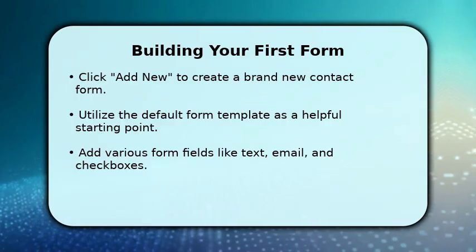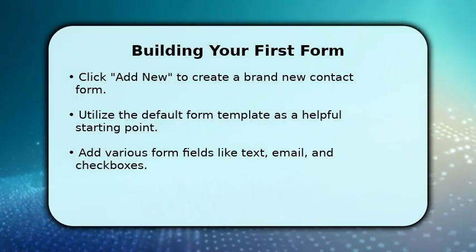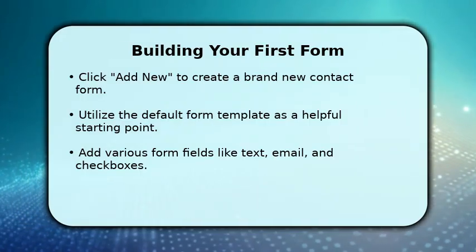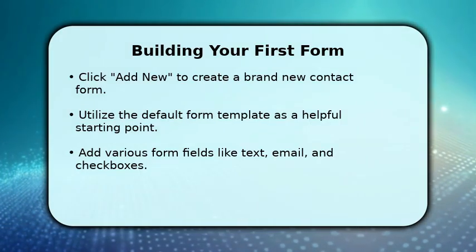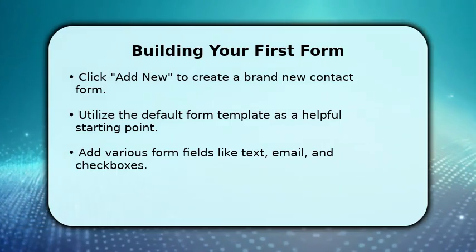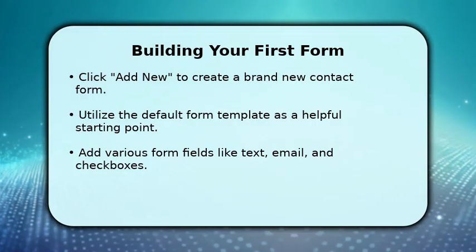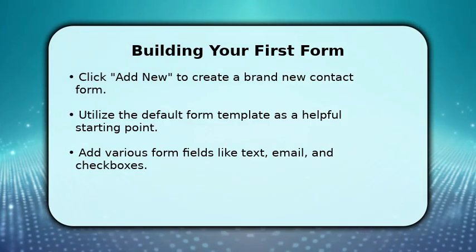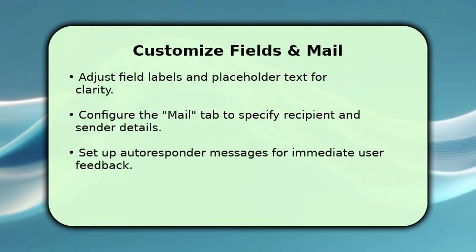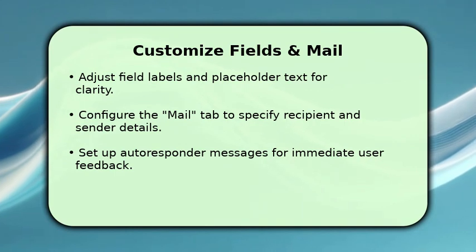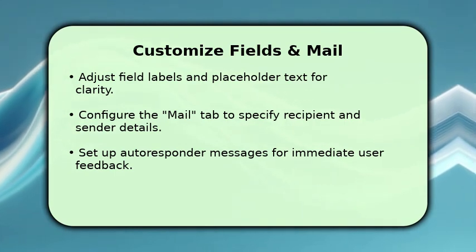You'll see a default form template already provided, which is a fantastic starting point. You can easily add new fields like text areas for messages, email fields for user contact, or even checkboxes for options. Simply click on the desired field type, configure its settings, and insert it into your form structure. It's quite intuitive. Customizing your form fields is straightforward. You can easily change labels, add placeholder text, and mark fields as required.